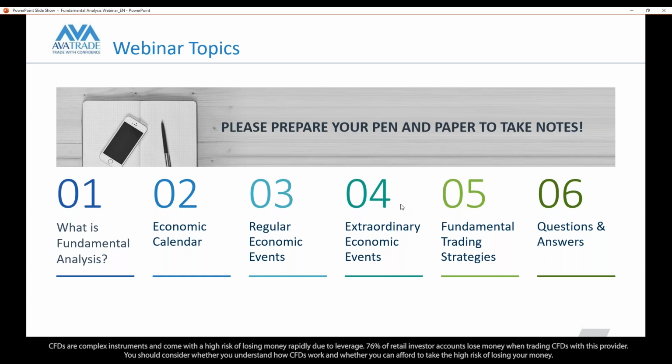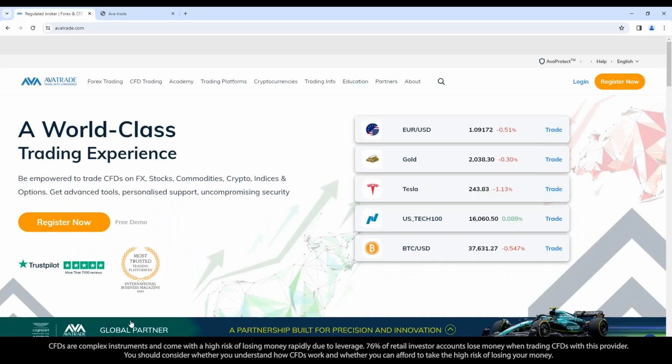So different types of news can move the market in different ways, and we can come up with some different strategy concepts around these different types of news. We'll start out on our main website, and we'll spend our time in the web trader, which you access from here in the upper right corner.